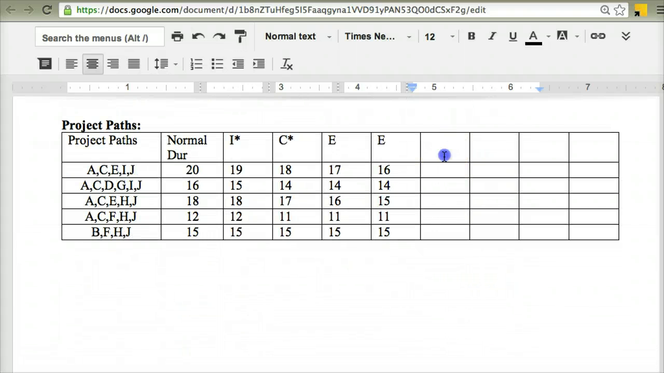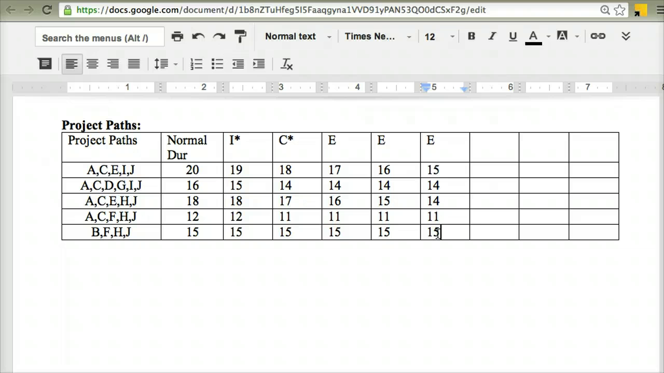I'm going to keep track of how this crashing of E by an extra day is going to change my paths, if at all. And so again, my critical path, it is on that, so that goes from 16 down to 15. It isn't on this next path, so that stays at 14. The next path, it is on that path, so that goes from 15 down to 14. The next path, E isn't on that path, so that stays at 11. And the next path here, B, F, H, J, it isn't on that path, so that stays at 15.